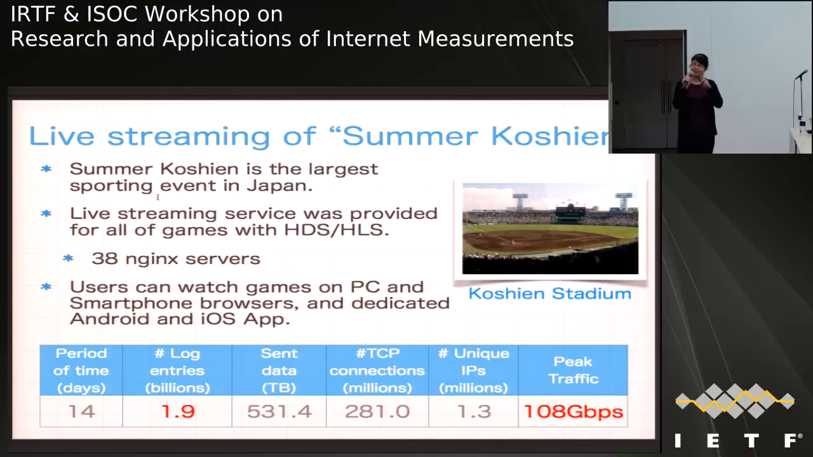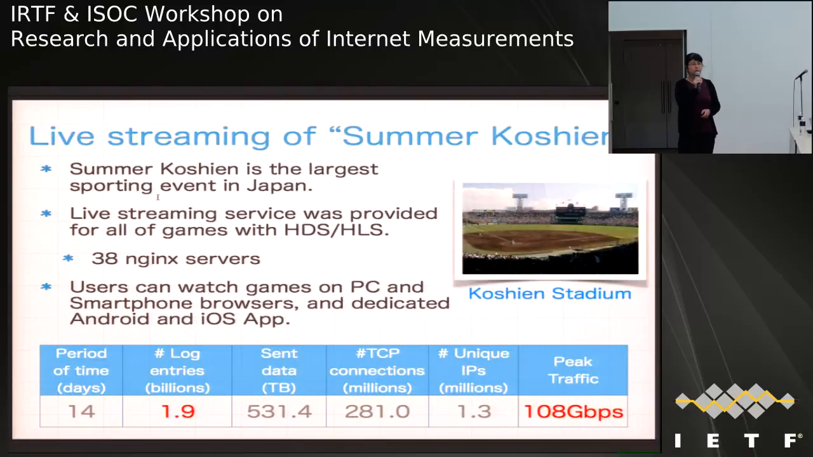All games are broadcast on TV, and a live streaming service was provided for all games too. For 2 weeks, there were about 50 games. And people can watch that live streaming on PC and smartphone browsers and dedicated Android and iOS applications.